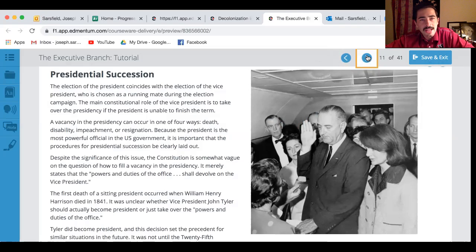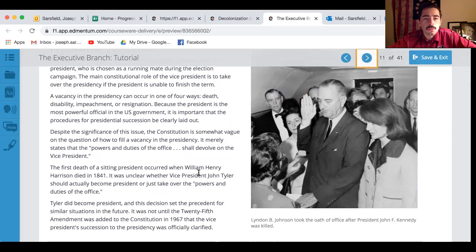So JFK's assassination really made the point that that amendment had to be made. A clear succession process, or a determined list of people that would take office after the president was killed, had to be established. There wasn't any real clear precedent from the beginning. And William Henry Harrison died in 1841. He was the first president to die in office.